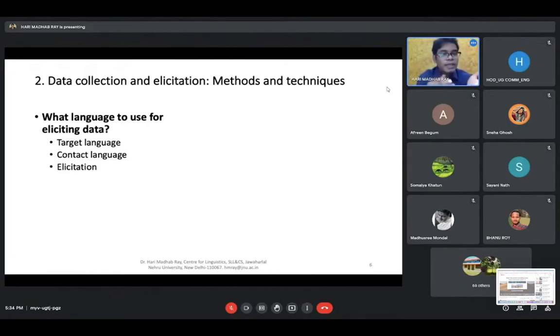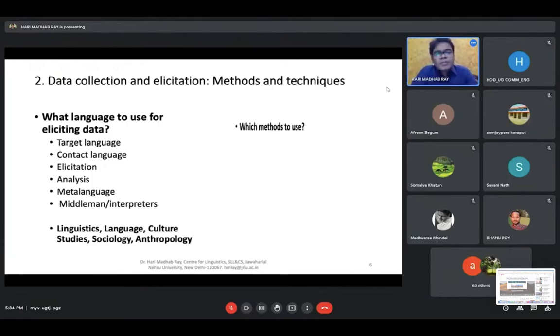Slowly and gradually, you will learn the language, and our experience is that within 3 or 4 months our students start speaking in the target language. So it is better if you start eliciting your data in the target language. It is really good. And what about the analysis for that matter? In which language are you going to do the analysis?